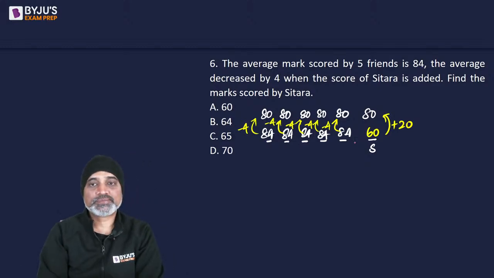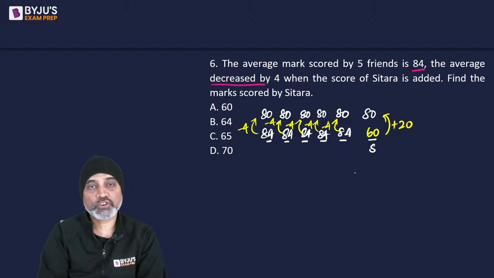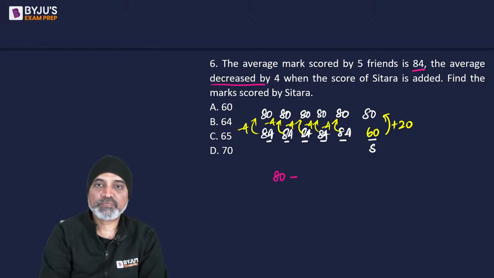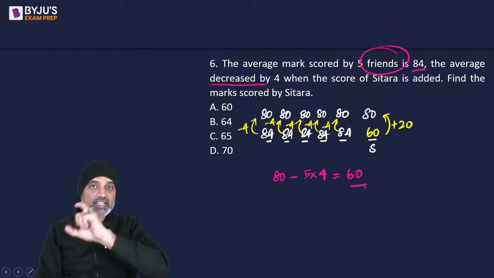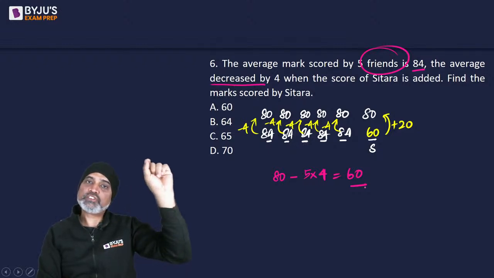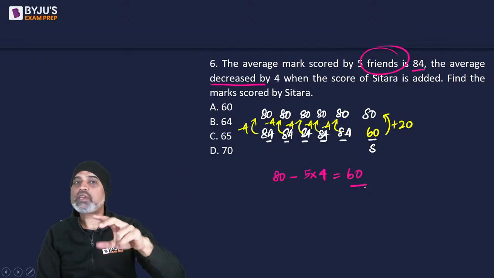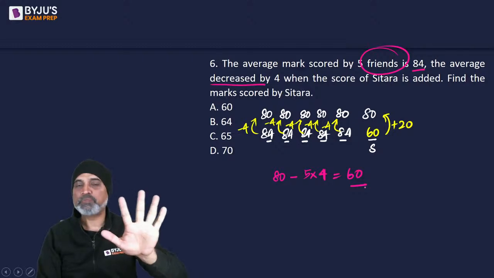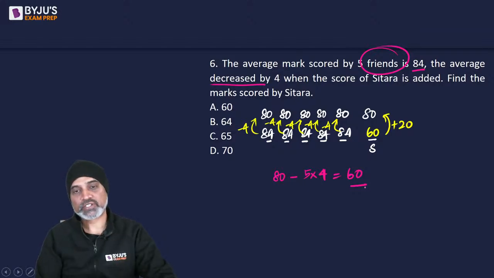Another approach is, since the final result decreases by 4 from 84, this is 80. And then you subtract the number of people we have into the reduction that has happened. This will also give you the answer. I'll repeat: final average minus the number of people on whom the reduction happened into the amount of reduction that happened. So 5 people, there was a reduction of 4. So the 20 should be deducted from the final average, right?